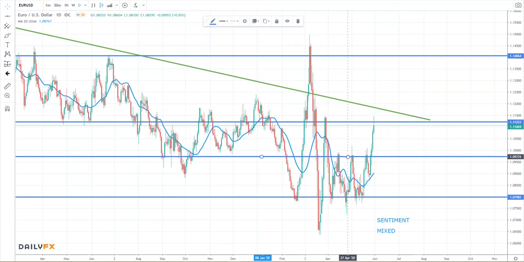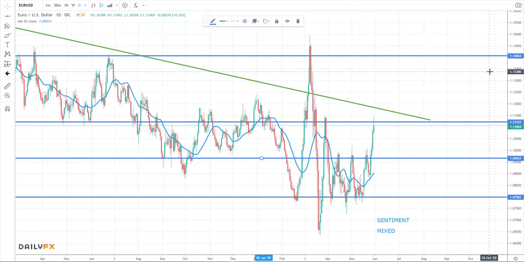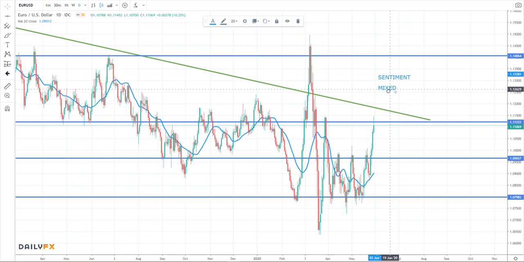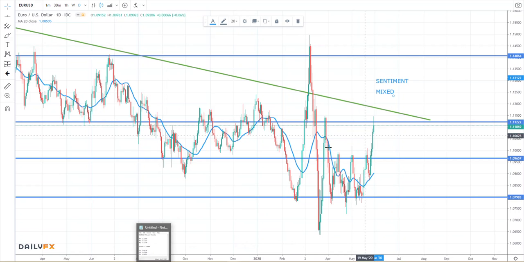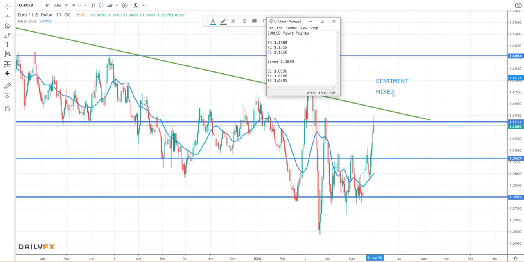So just from an eyeball perspective, here's what I'm looking at for support and resistance. Good chance this week we're going to have the mixed sentiment, right? So price will keep testing the ceiling and then falling back down to support. We do have the fast moving average coming up behind. Let's go ahead and put our pivot points on and see how they line up with these lines.